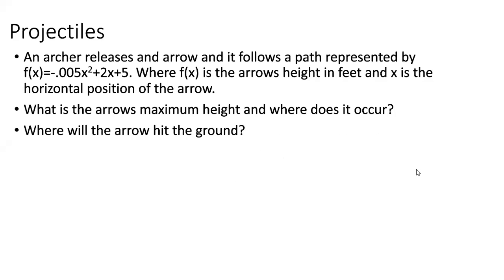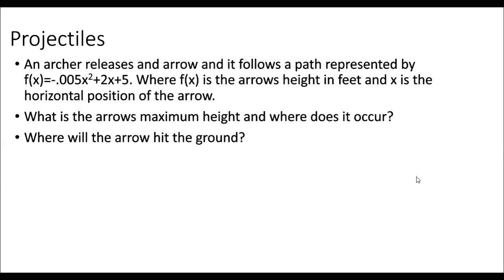There's two major types of applications that we see at this level with our quadratic functions, and one is projectiles. So we kick a ball, we hit a golf ball, we throw a ball off a building. All of these are types of projectiles, and usually we're given an equation that is a quadratic that models the flight of whatever we're projecting. So in this case, we have an archer, and the archer is releasing an arrow, and it follows a path represented by f of x is equal to negative 0.005x squared plus 2x plus 5.